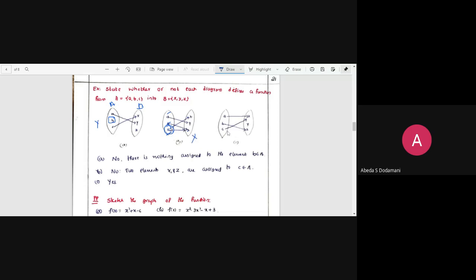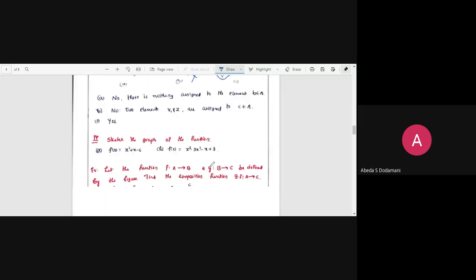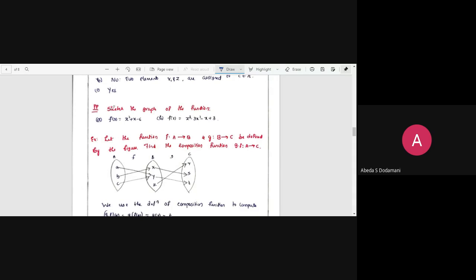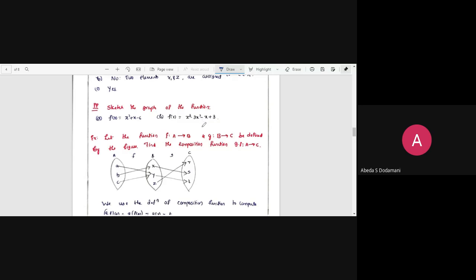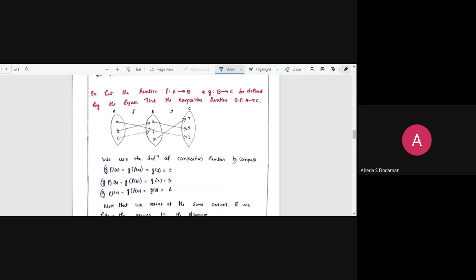What about this? This is a function, because different elements are assigned with different elements, and moreover, the A elements are completely assigned with images. So hence it is a function. I hope you are understanding. Now, guys, this is for you. Practice this problem. You have to sketch and check whether the graph of the function is 1, 1 onto or not.